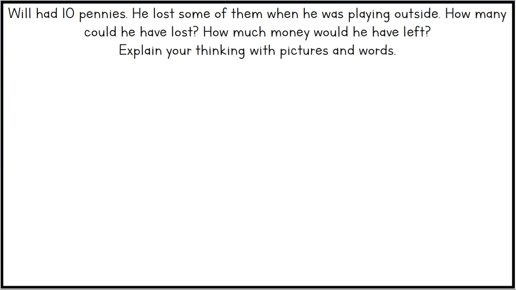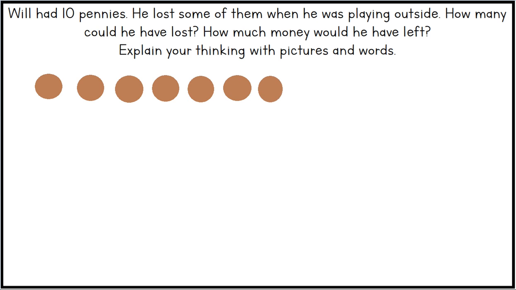We know that Will had 10 pennies. So I'm going to draw 10. I'm just going to make 10 brown circles to represent my pennies. 1, and actually, let me get it to color. Okay. 2, 3, 4, 5, 6, 7, 8, 9, 10.